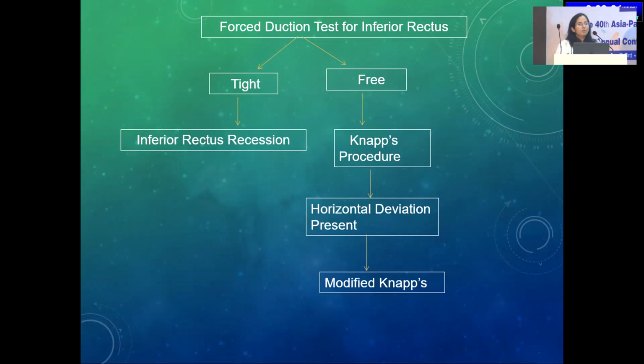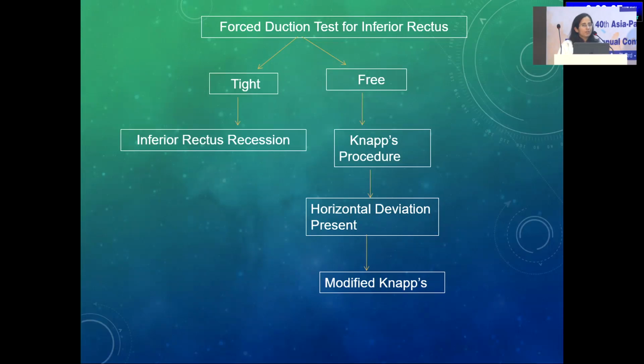Second thing is, how do we approach? The first thing, whenever you are planning the surgery for MED, is to go for a force duction test. If the force duction test, FDT, is free, then you can plan for a NAPS procedure. And if it is tight, then inferior rectus recession up to 5 millimeters can be done with slight nasalization to avoid any pattern in the post-op.